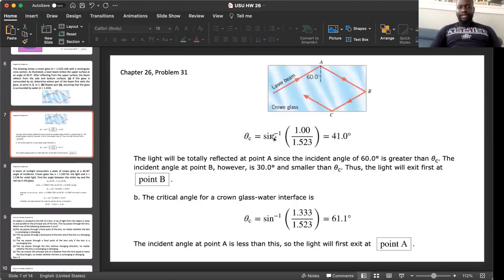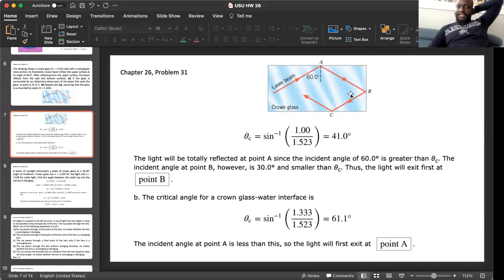So the critical angle for the air-glass medium is the refractive index of air over the refractive index of glass, sine inverse. You get that 41 degrees. So 41 degrees is less than 60 degrees. So it means that, what you're seeing right here, the light will be totally reflected at point A, since the incident angle of 60 degrees is greater than the critical angle. Because 60 degrees is greater than the critical angle, any angle more than the critical angle, you have total internal reflection.